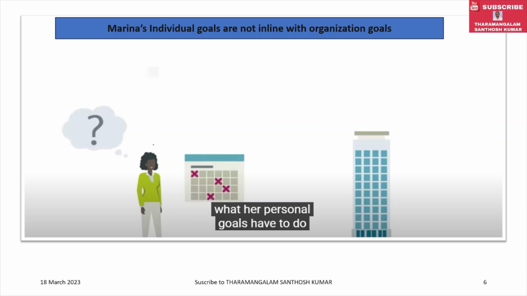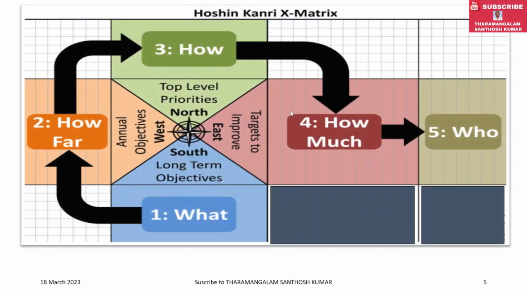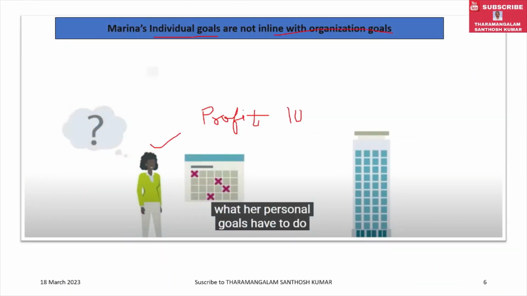Okay, so she is Marina. She feels that her individual goals are not in line with the organization goals. For example, we have explained profit margin, achieving a profit margin of, say, 10%. That is the vision, the long-term goal of a company, but her goals are not correlated with this 10% profit.